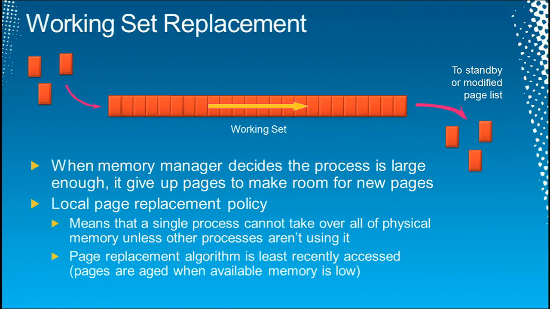Working set, when the memory manager decides the working set's gotten to a large enough size for the process. So the process working set grows and grows and grows. At some point, it wants to touch another page of memory that's not in its working set. The memory manager says, OK, enough is enough. We're going to cap you at this point. And you want another page of memory? Well, I'm going to take one away from you at the same time. And it takes these pages out of the back end of the working set. So it's like the process is eating memory, and the memory manager's pulling memory out.